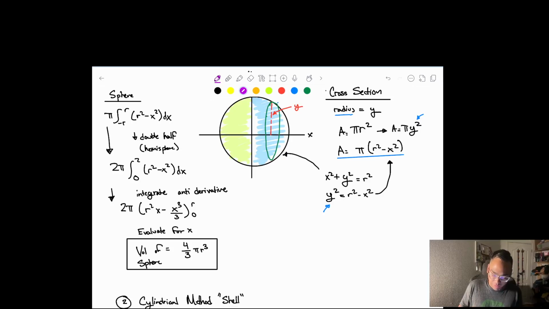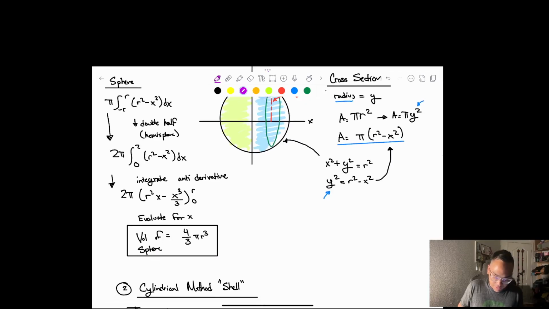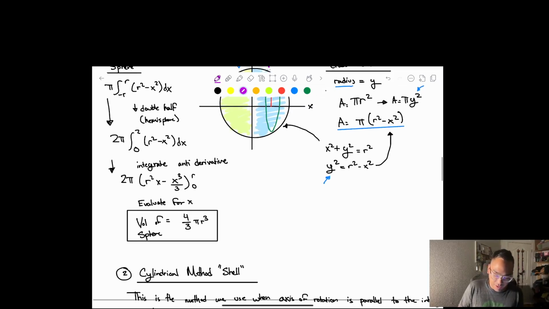Once you integrate and you find the antiderivative, you're going to get 2 pi times r squared x minus x cubed over 3, with r as the upper limit and 0 as the lower limit. And if you evaluate for x further, what you're going to get is the volume of a sphere is equal to 4 over 3 pi r cubed. So if you don't remember the antiderivative rule, it's basically the chain rule just in reverse, right?